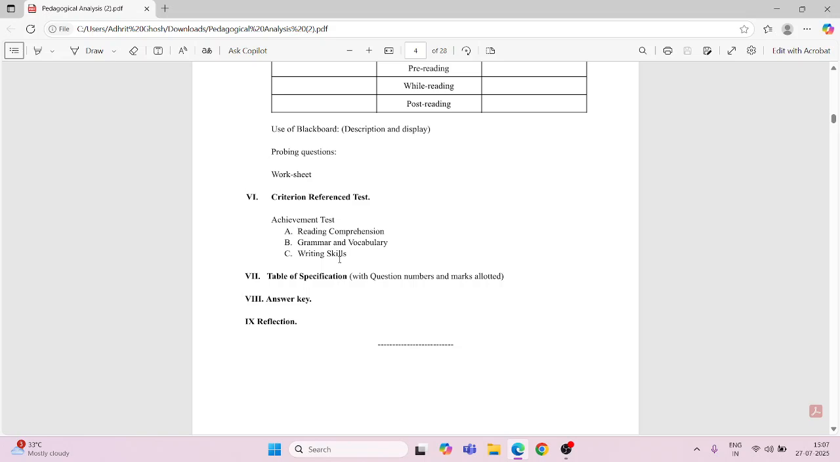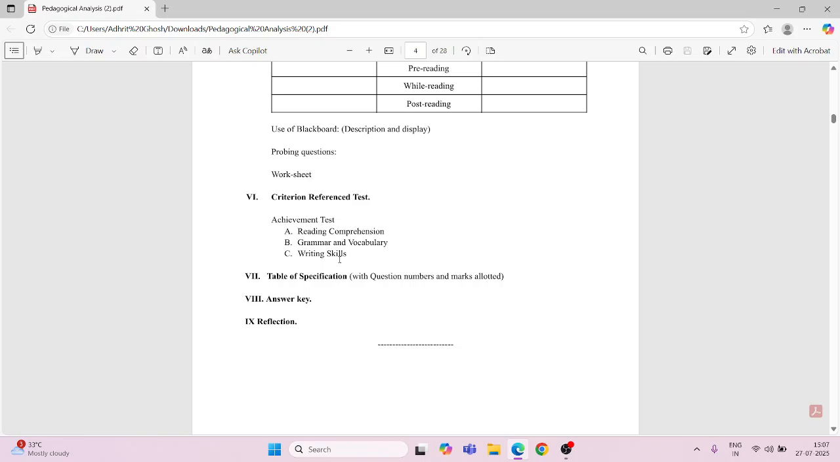Then we put another table of specification. This is basically with the question numbers and the marks allotted. Earlier table of specification had only the objective numbers. Then after that, we put in the answer key. And finally, we write down the reflection.